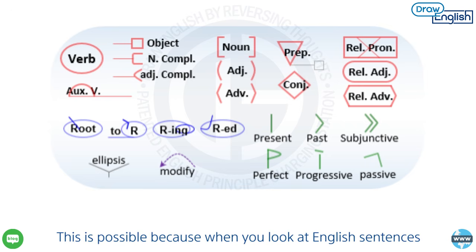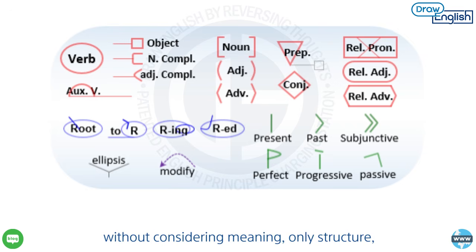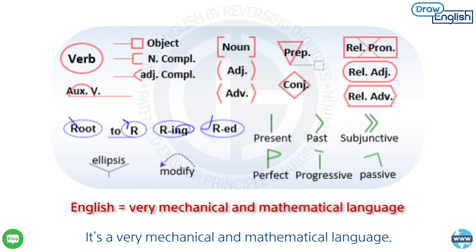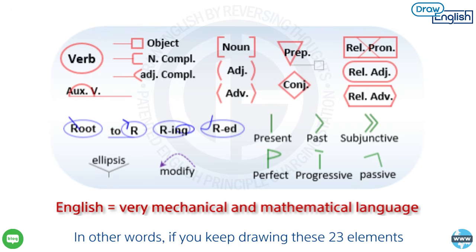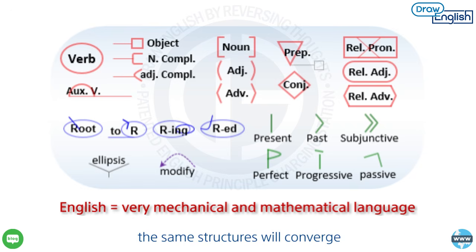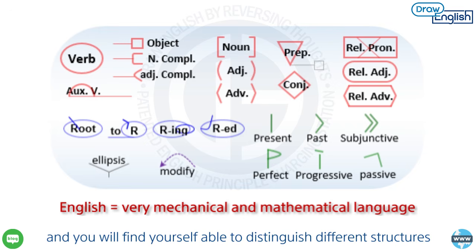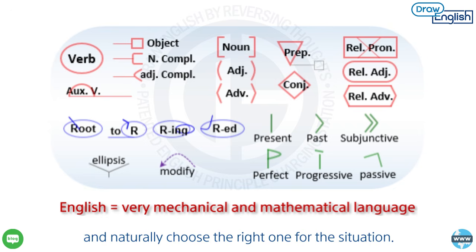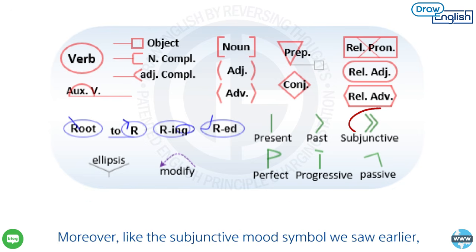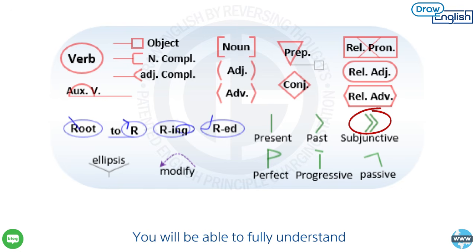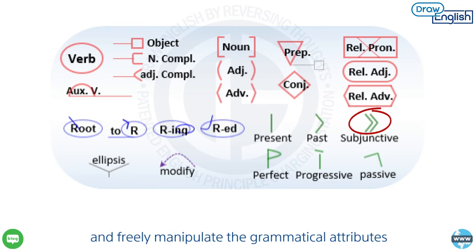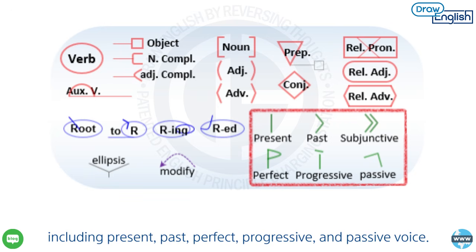This is possible because when you look at English sentences without considering meaning, only structure, it's a very mechanical and mathematical language. In other words, if you keep drawing these 23 elements without even realizing it, the same structures will converge and be simplified into a single concept, and you will find yourself able to distinguish different structures and naturally choose the right one for the situation. Moreover, like the subjunctive mood symbol we saw earlier, you will be able to fully understand and freely manipulate the grammatical attributes of the most important verb in a sentence, including present, past, perfect, progressive, and passive voice.